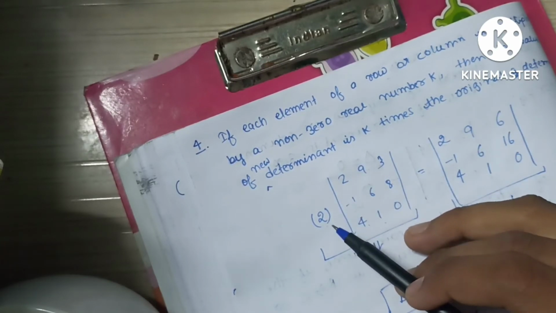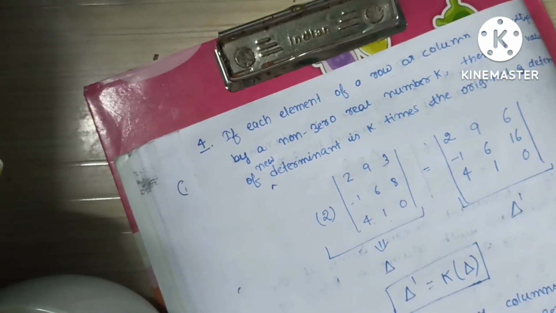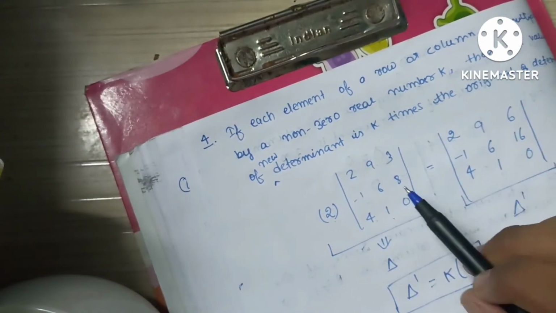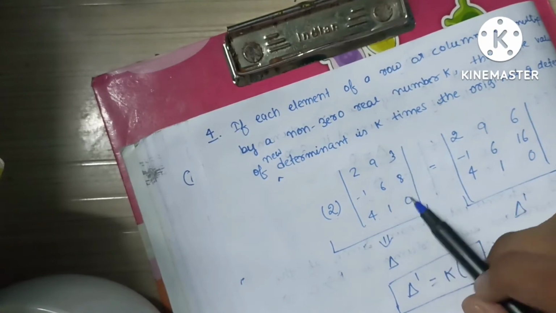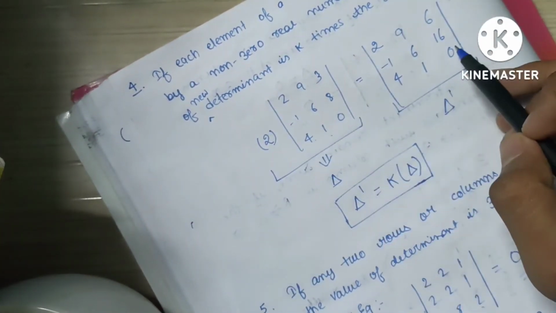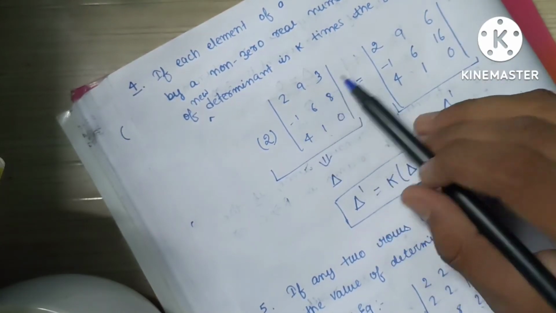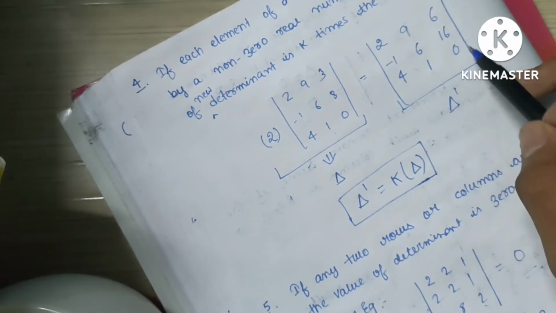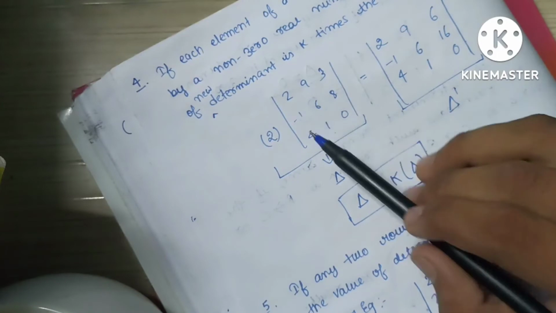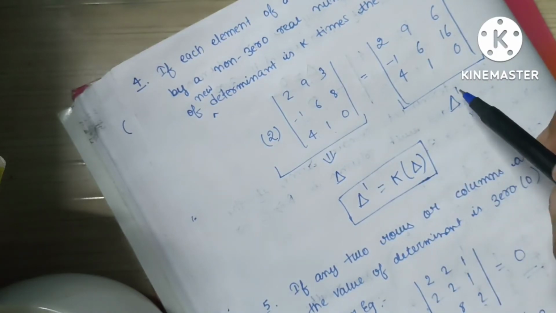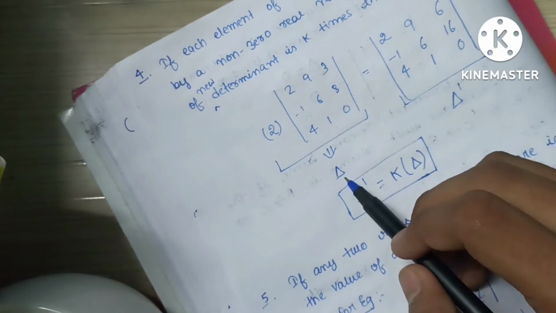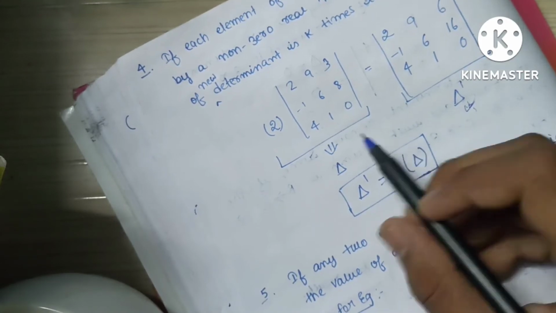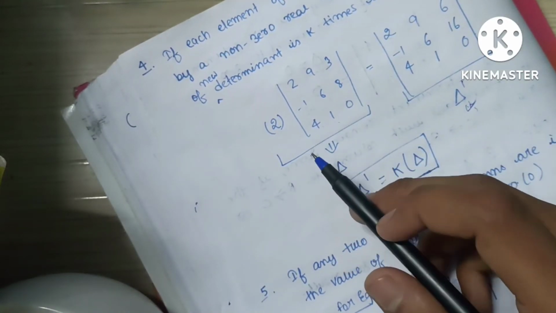We are multiplying this number 2, and we need to write a note here about which row or which column it is multiplied with. Answer, we need to write this here: 2 is multiplied with the third column. So this new determinant changes into 6, 16, that is 2 into 3 is 6, 2 into 8 is 16, and 2 into 0 is 0. We have multiplied the third column with the number 2, but the answer comes as delta dash, and the original answer is delta. So this determinant is equal to k times the original determinant. This is actually an important property of the determinant.